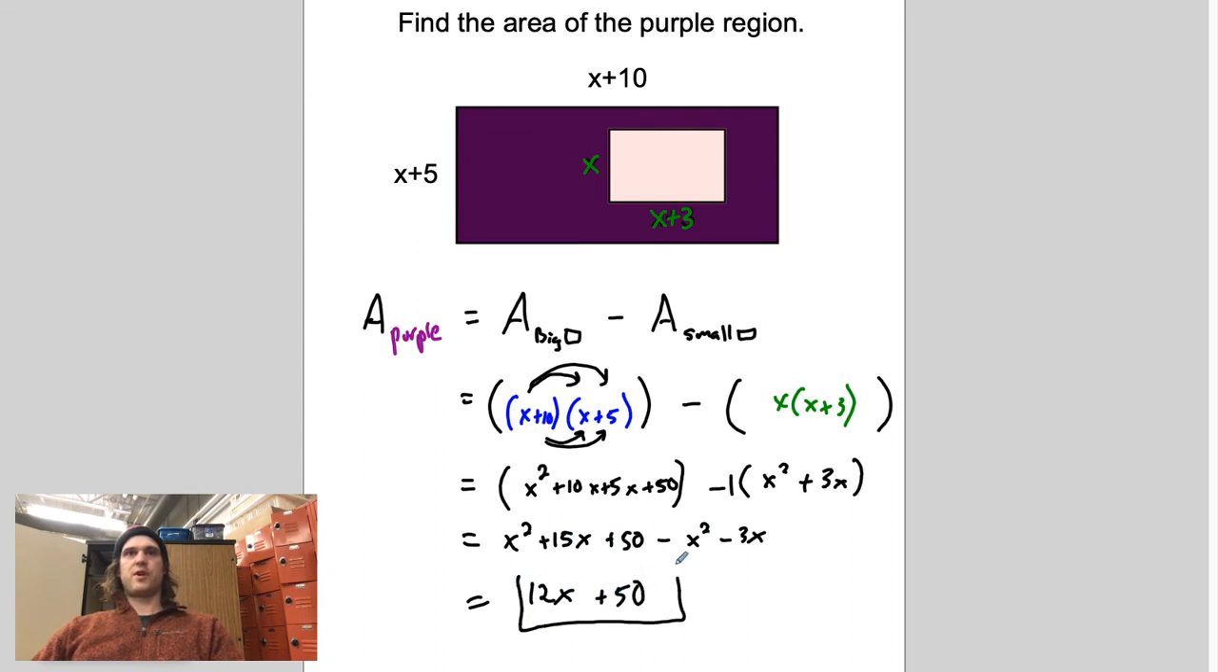So this will be the simplified expression for the area. It doesn't matter what x is. X could be 2, 3, 5. This will represent the area of the purple region when we're done. Glad I caught my mistake.